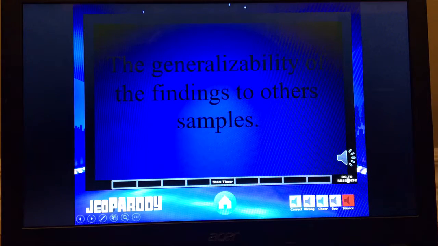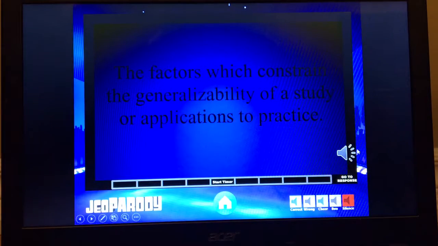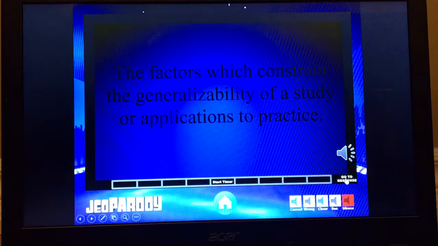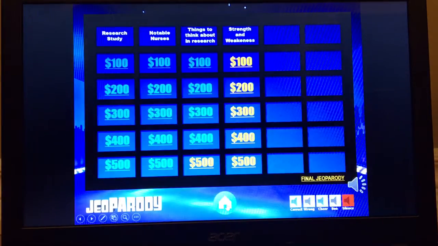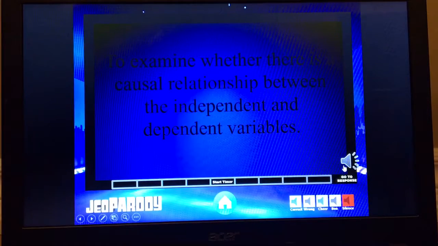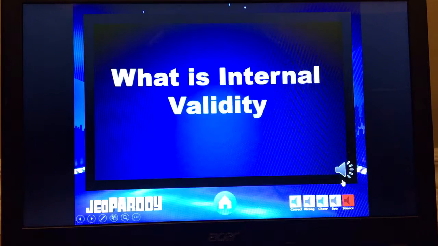The generalizability of the findings to other samples. What is external validity? The factors which constrain the generalizability of a study or applications to practice. What is limitations? To examine whether there is a causal relationship between the independent and dependent variables. What is internal validity?